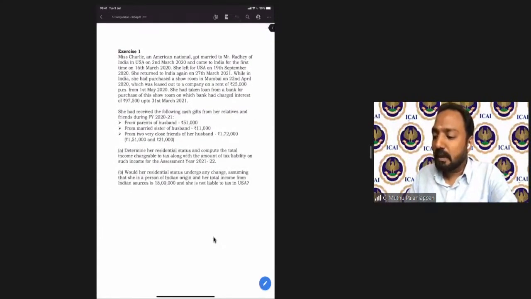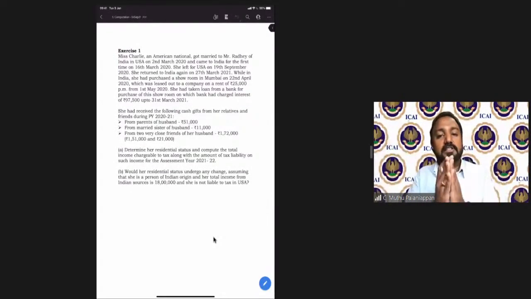So here, we are talking about several heads. The second step is classifying each head of income, right? Here she has two heads of income. She has income from house property, and she has income from other sources. These are the two heads.